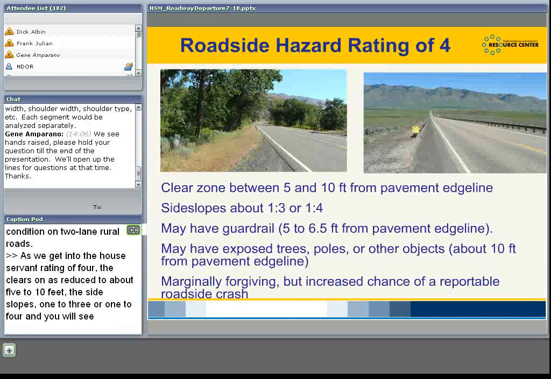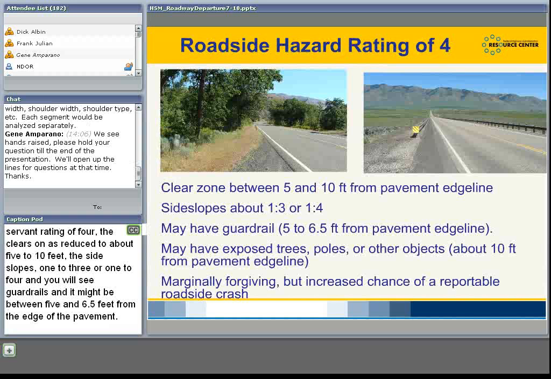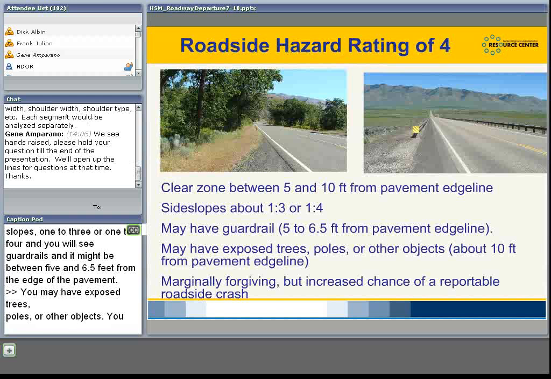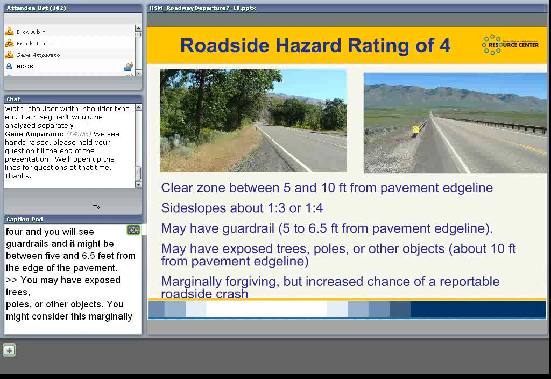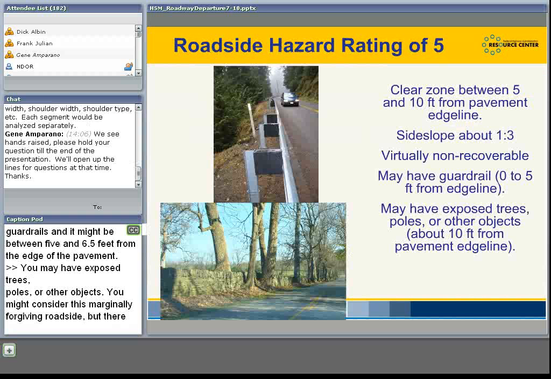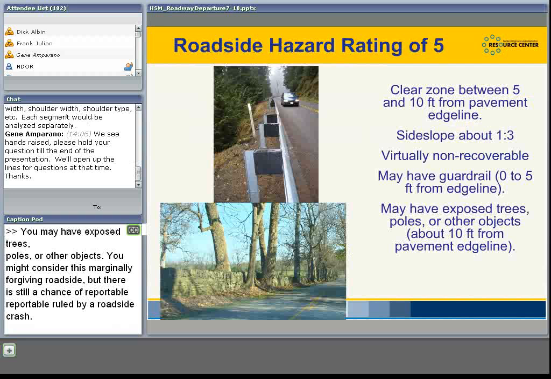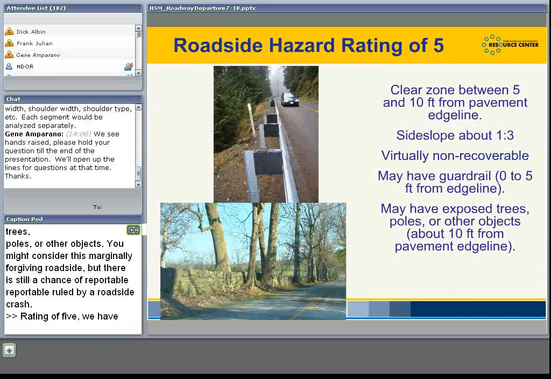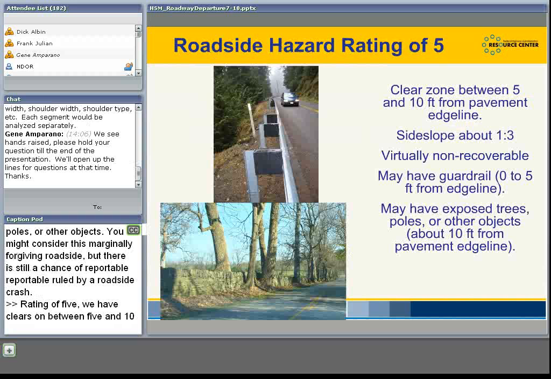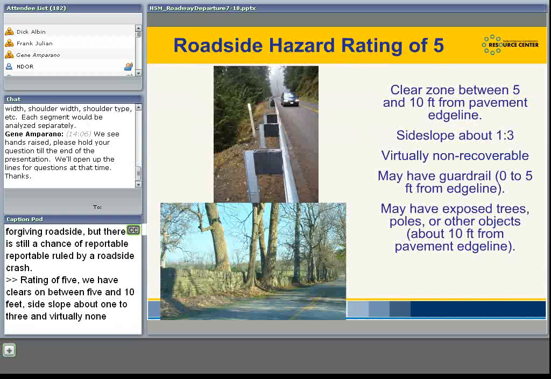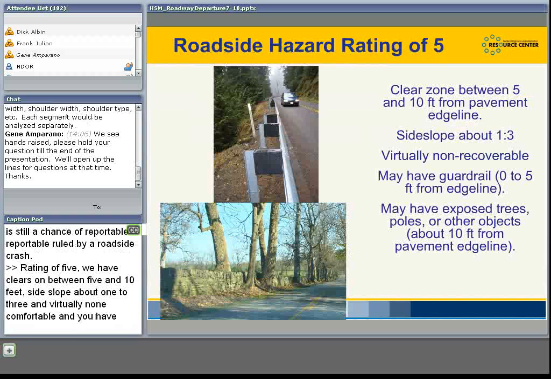As we get into a hazard rating of 4, the clear zone is reduced to about 5 to 10 feet. The side slopes are about 1 to 3. Now you might see guardrail popping up, between 5 and 6.5 feet from the edge of the pavement. You may have exposed trees, poles, or other objects, and you might consider this a marginally forgiving roadside, but there is still a chance of a reportable roadside crash.